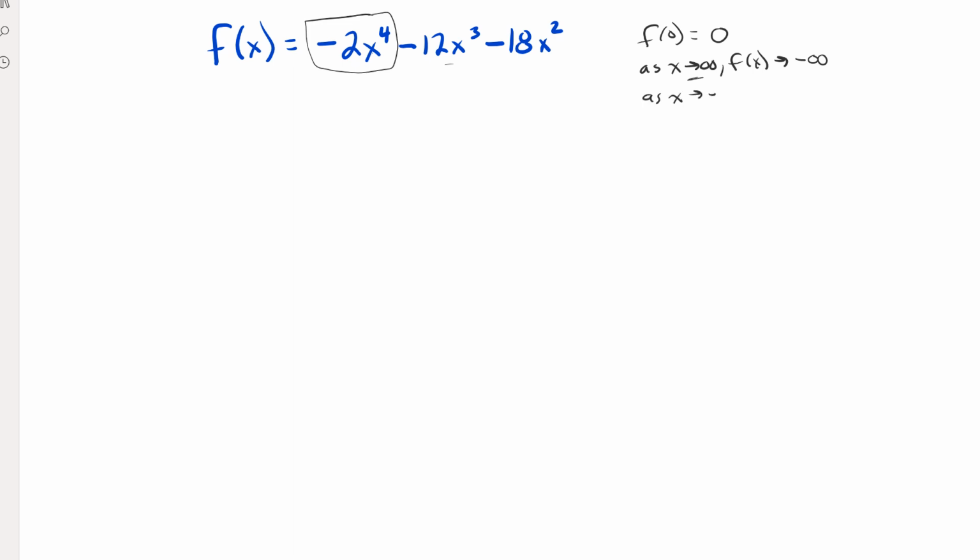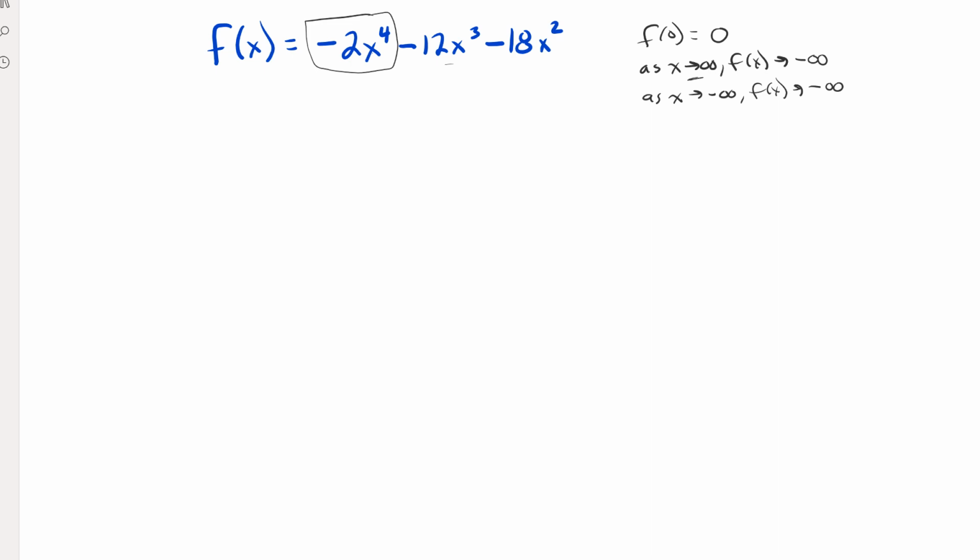On the other end, as x decreases without bound, the function values will also decrease without bound, because now you're putting in something like negative 1,000, negative 1,000,000, negative 1,000,000,000. You've got 4 factors that are all negative numbers, but you've also got the negative 2. So all together, you're multiplying 5 negative numbers together. That result will be negative. So these values are going to be negative.